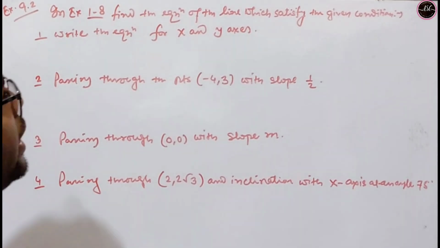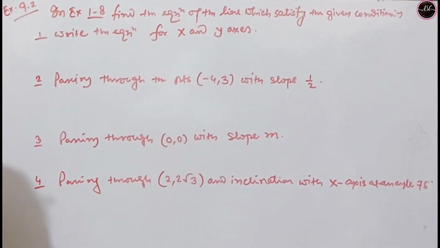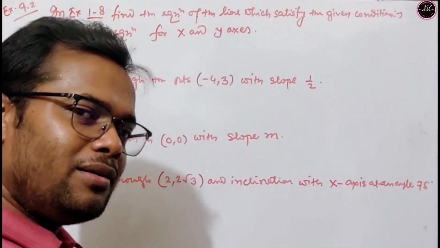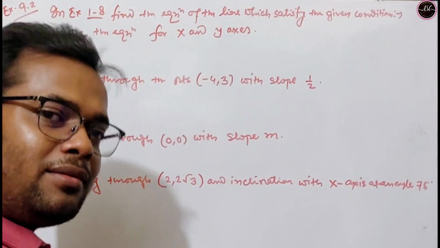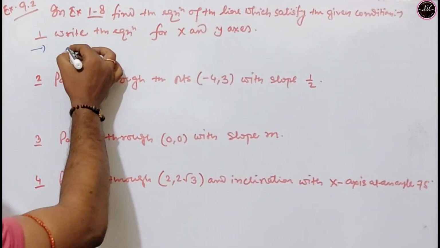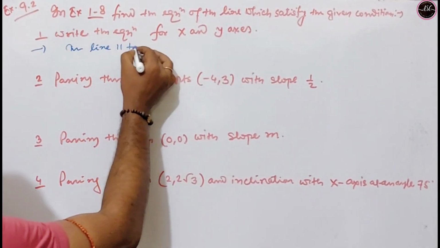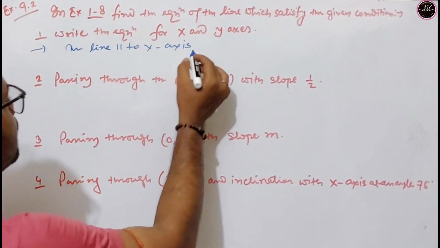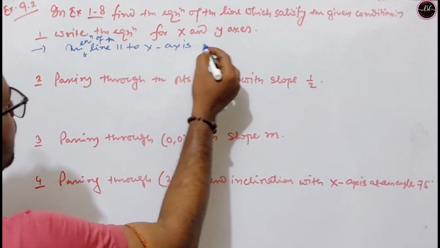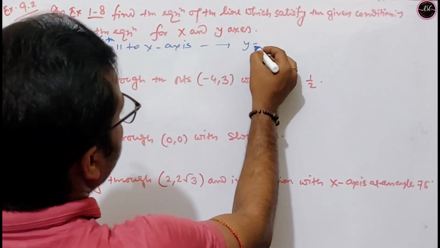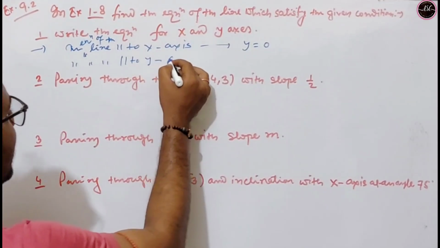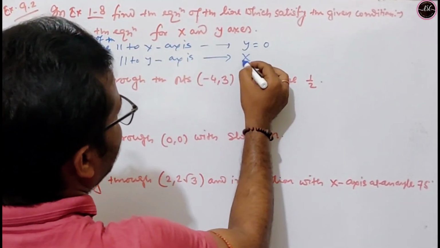Now look at this question: in examples 1 to 8, find the equation of the line which satisfies the given condition. For this, first write the equations for the x and y axis. We have learned the lines parallel to the x axis and parallel to the y axis. Here, if these are the x axis and y axis, the equation of the line parallel to the x axis is y equal to 0, and the equation of the line parallel to the y axis is x equal to 0.